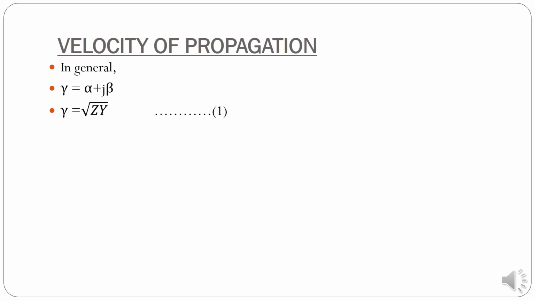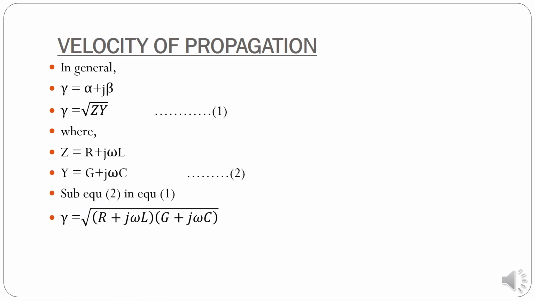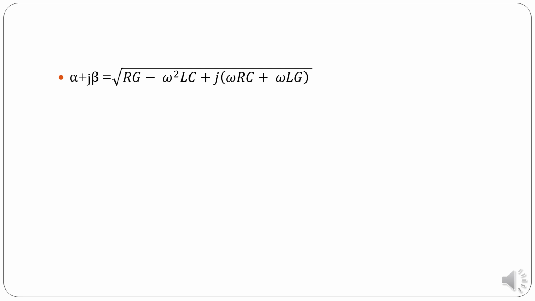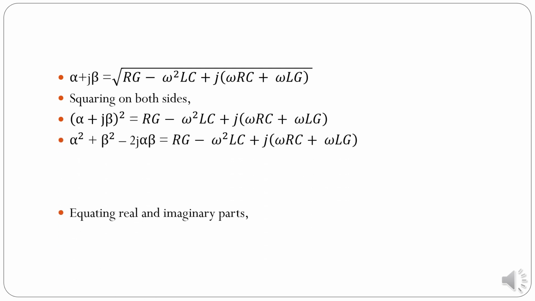In this we get gamma equal to root of ZY, where Z equal to R plus j omega L, and Y is equal to G plus j omega C. Substituting in this equation, gamma equals square root of (R plus j omega L)(G plus j omega C). Taking the real and imaginary parts separately, alpha plus j beta equals square root of (RG minus omega square LC) plus j omega (RC plus LG). Squaring on both sides, we get (alpha plus j beta) whole square equal to (RG minus omega square LC) plus j omega (RC plus LG).